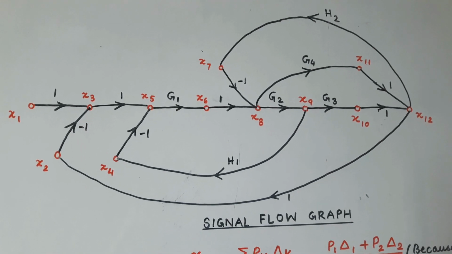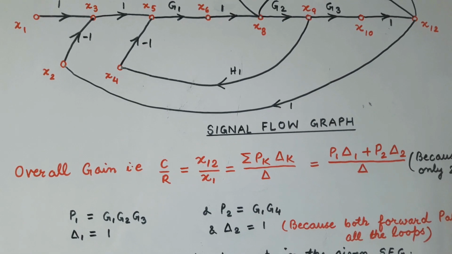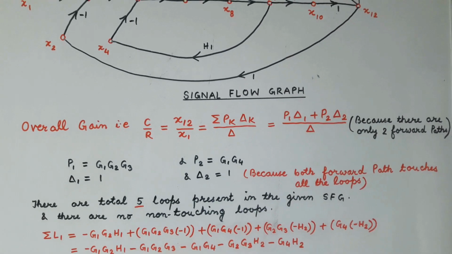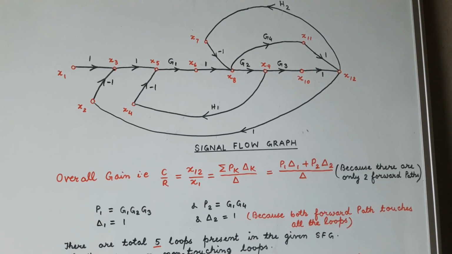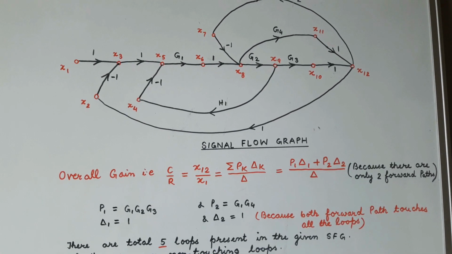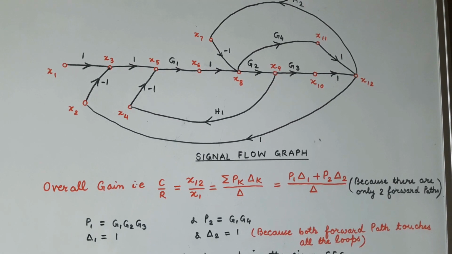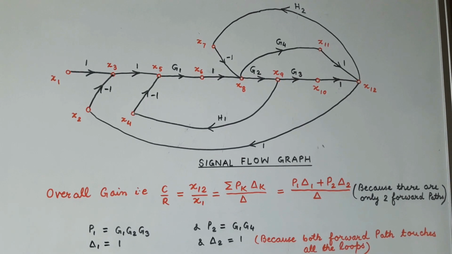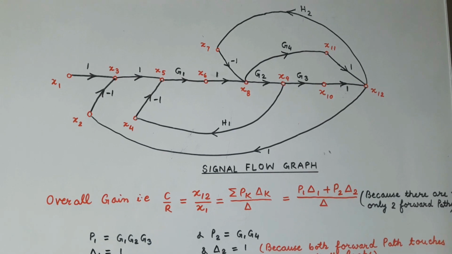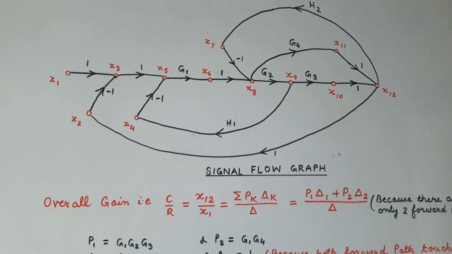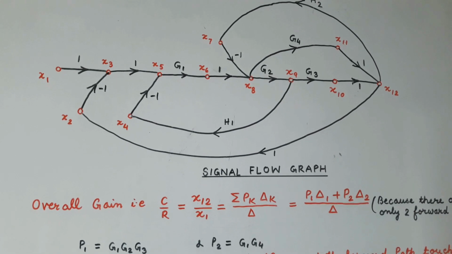After completing the signal flow graph, we can find out the overall gain using Mason's gain formula. Now, in the given signal flow graph, we find that there are two forward paths. So the numerator will consist of only two terms, P1 delta 1 plus P2 delta 2. We can find the gain of the first forward path and the gain of the second forward path.